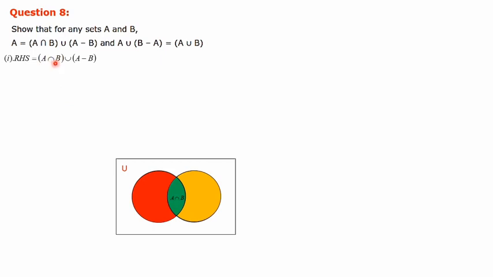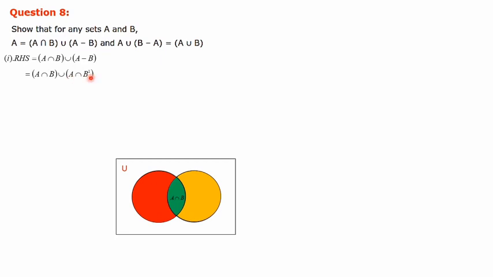So A intersection B union A difference B. Here I am writing A intersection B, first part is same, union A difference B. A difference B means elements of A, that means this set, elements of A which are not in B, that means this red portion only, that is what A minus B. So instead of A minus B, I am using A intersection B naught. Let's check whether these two are equal or not.